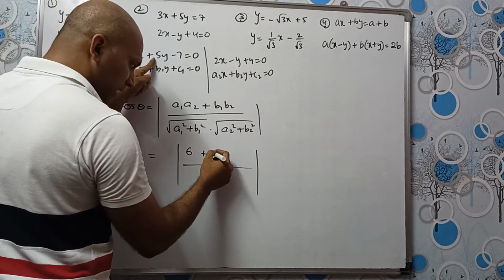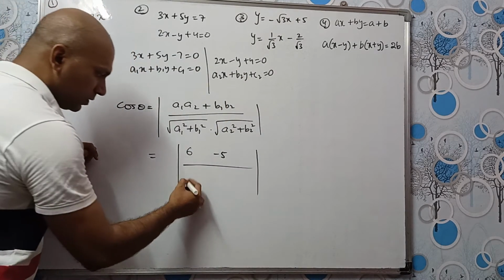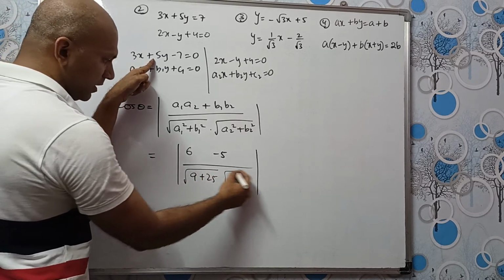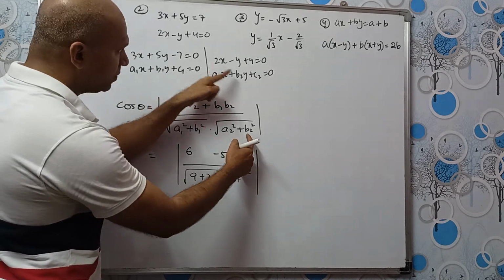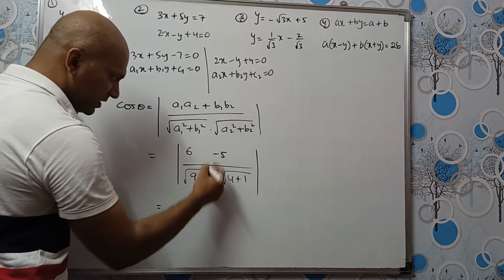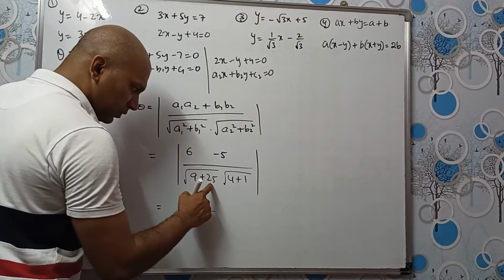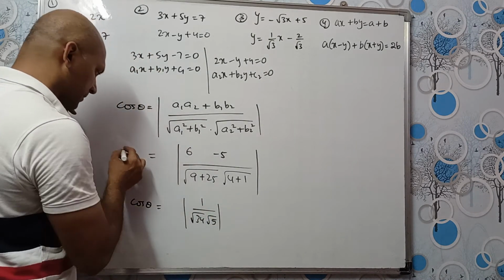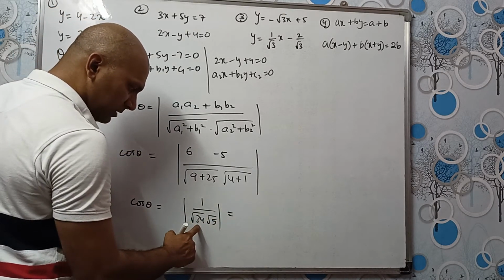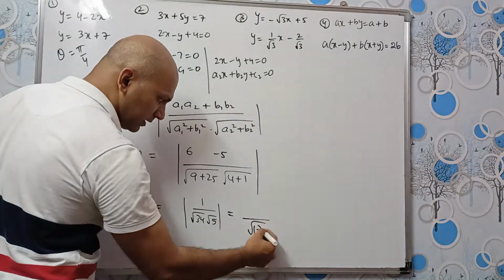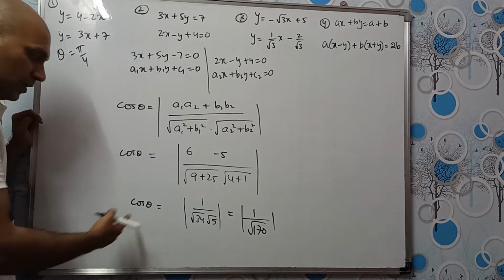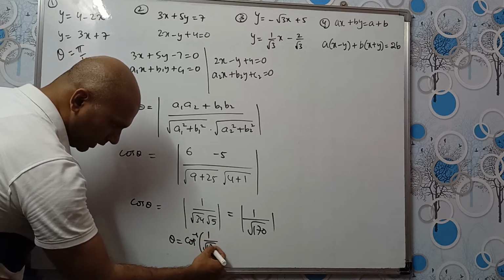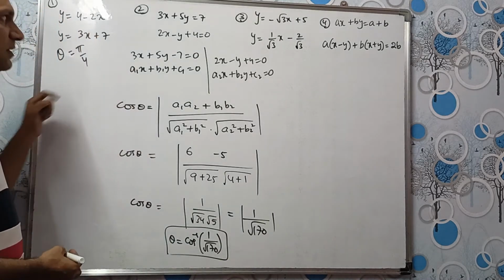a1 a2, a1 is 3, a2 is 2, so 3 2s are 6, plus b1 b2, 5 into -1, -5, so this will be 6 minus 5, over root of a1 square, 3 square 9, plus b1 square, 5 square 25, multiplied by root of a2 square 4 plus b2 square, -1 whole square is 1. So we have 6 minus 5, 1, divided by root of 9 plus 25, 34, multiplied by root 5. So this is cos theta. How much is 5 multiplied by 34? Half of 34 is 17, so this will be 170. So cos theta is 1 by root 170. Or you can write theta is equal to cos inverse of 1 by root 170. Okay, this is the angle.